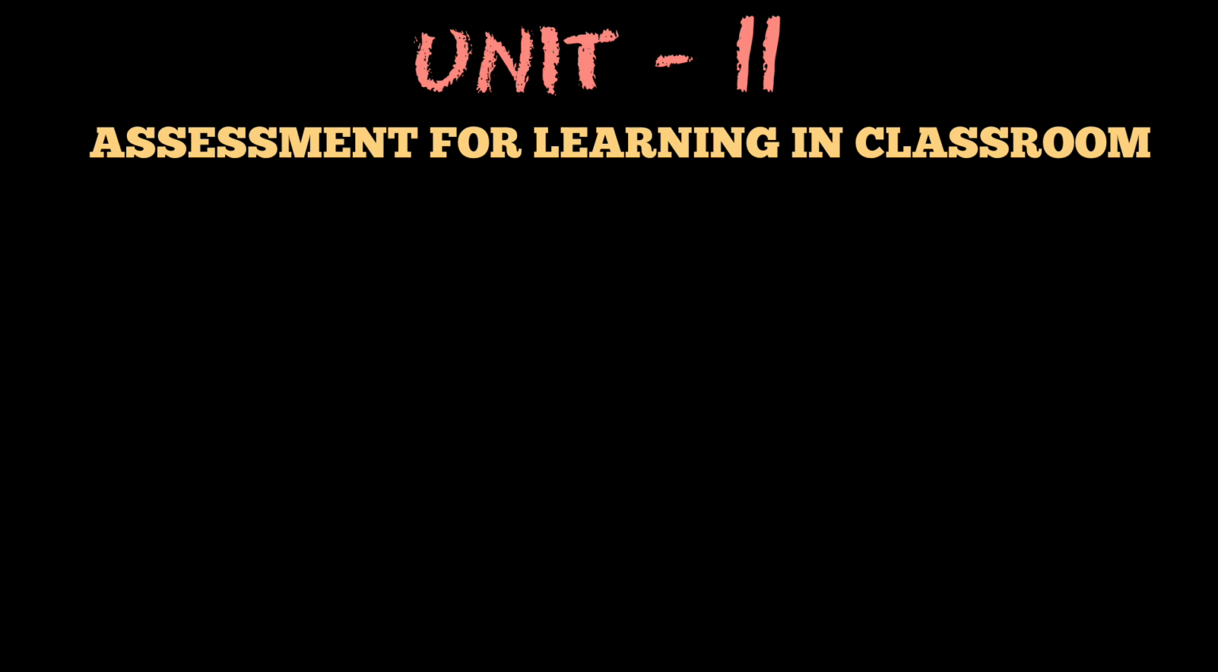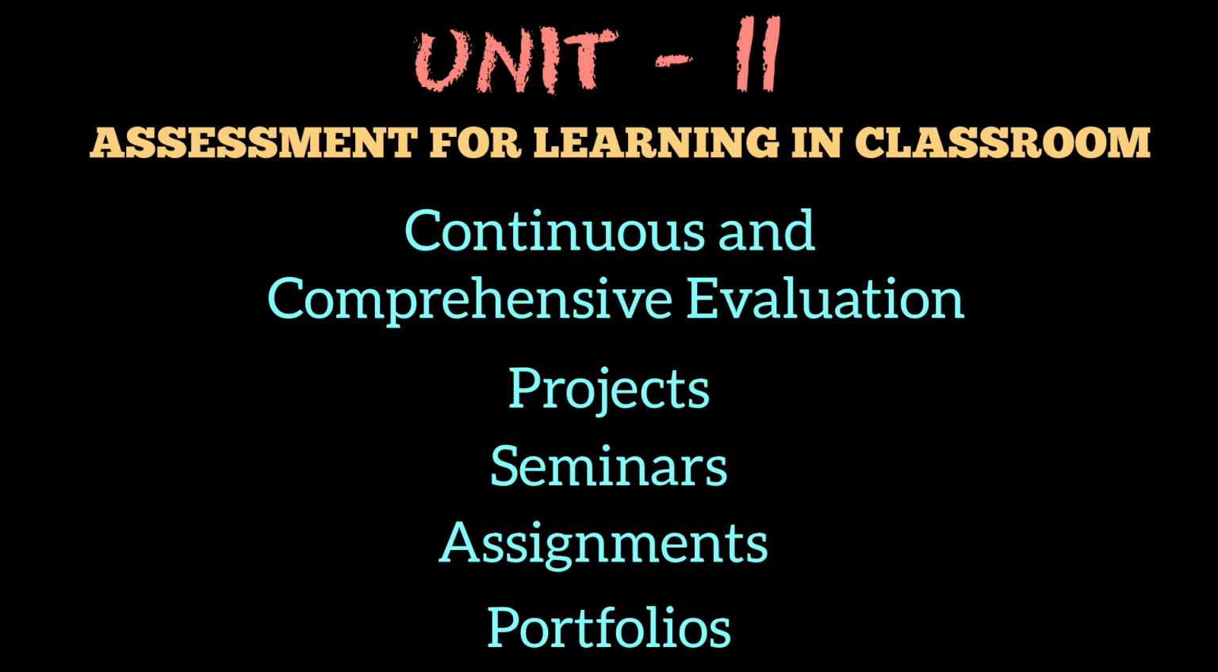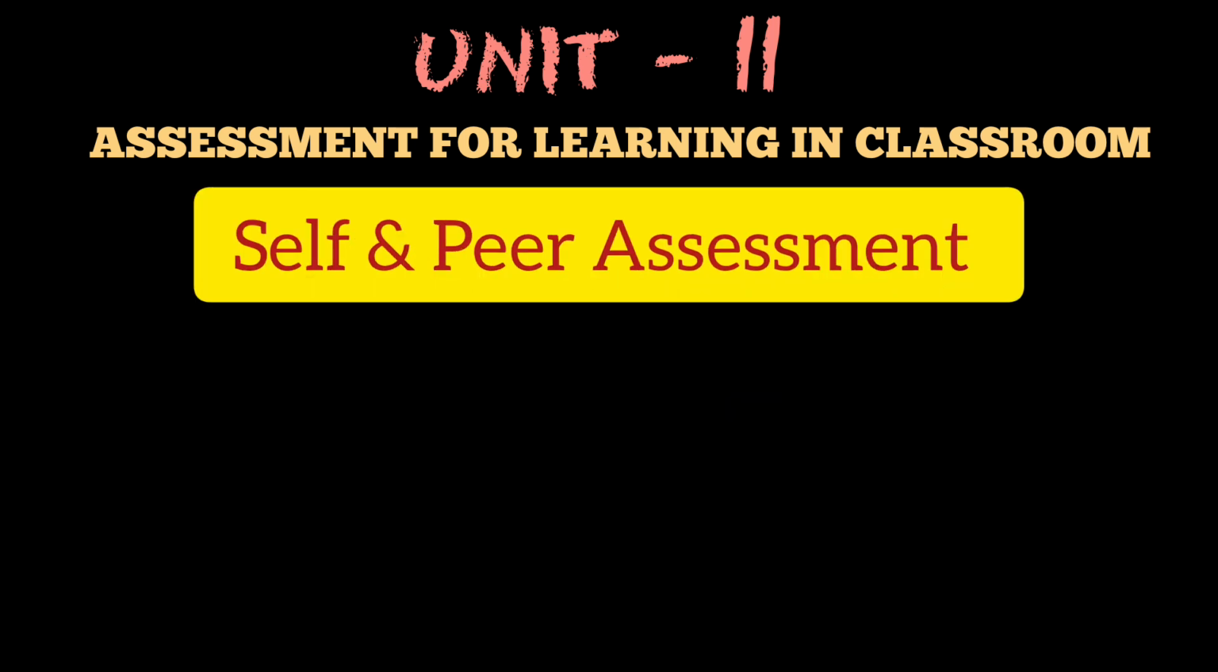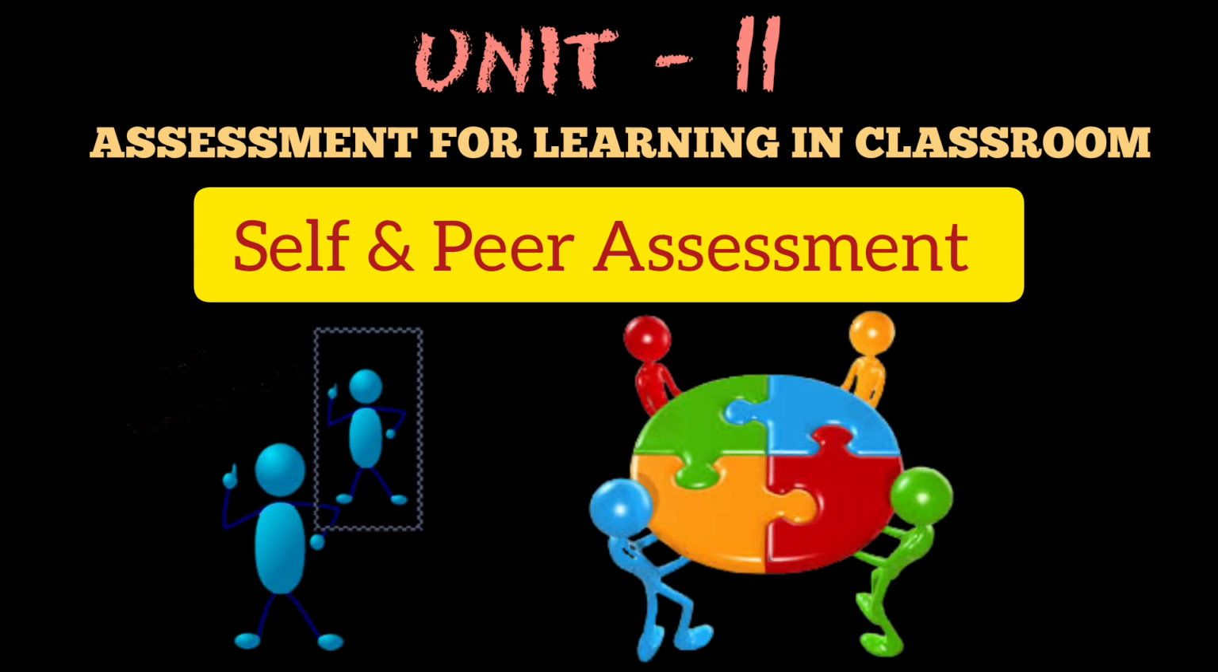Then unit 2 is assessment for learning in classroom. Assessment for learning in classroom includes continuous and comprehensive evaluation, projects. We do projects, seminars, assignments, portfolios. Then how do you prepare your portfolio? Your portfolio will comprise your educational qualifications and skills that you have acquired, and this is for helping you to get a job. Then grading system and self and peer assessment. If you assess yourself, that is self-assessment. Then peer assessment is your classmates or your friends assessing your performance. That is known as peer assessment.